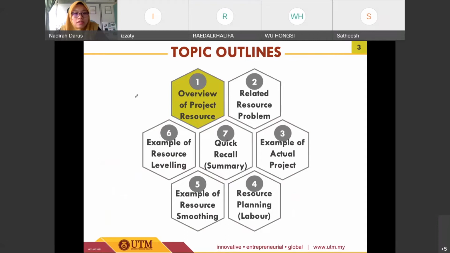For the first topic, these are the topic outlines. They consist of an overview or introduction of what project resources actually are. Then I will cover related resource problems, any potential problems related to resources, and look at the issues. Then I will share an example of an actual project, their resource planning on manpower and machineries, and how they prepare the schedule. Next we will cover resource planning itself, specifically resource smoothing and resource leveling. We will cover all of these subtopics in today's class on project resource planning.